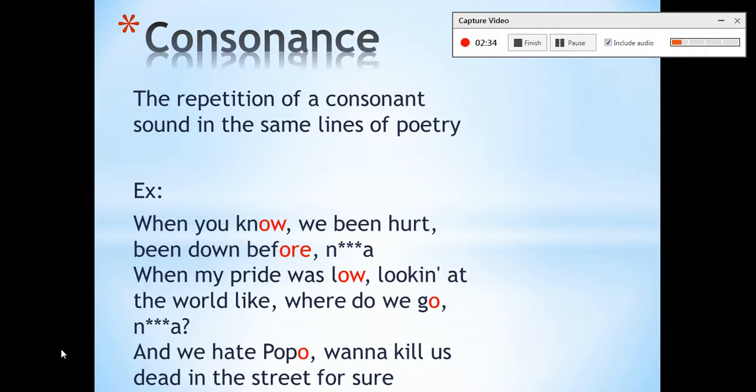The example: "When you know we've been hurt, been down before." In the song he kind of makes these two rhyme. That's also called false rhyme, but we'll get into that another day. "When my pride was low, looking at the world like where did we go? And we hate po-po." So you see these O sounds at the end of the words. This is consonance.